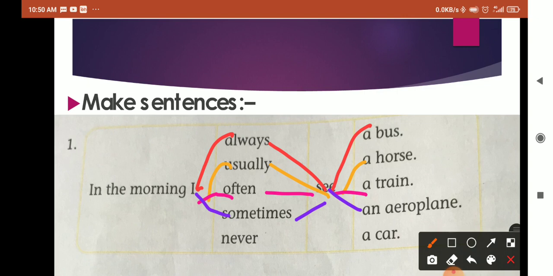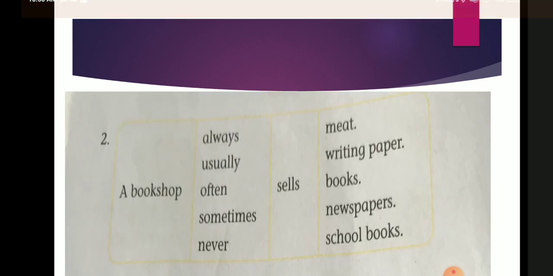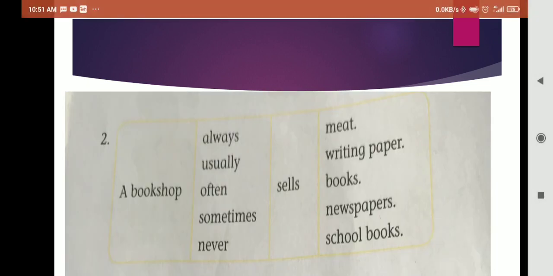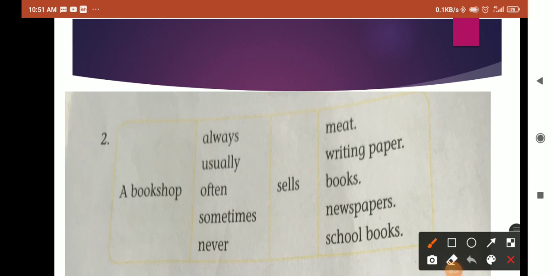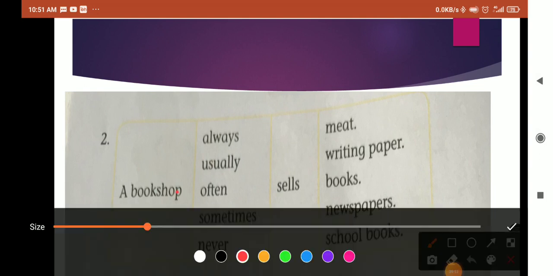Next is in the morning I never see a car. So here never is again a mid position adverbial. Okay. Now similarly see the next. A bookshop always sells books. Or a bookshop usually sells writing paper.